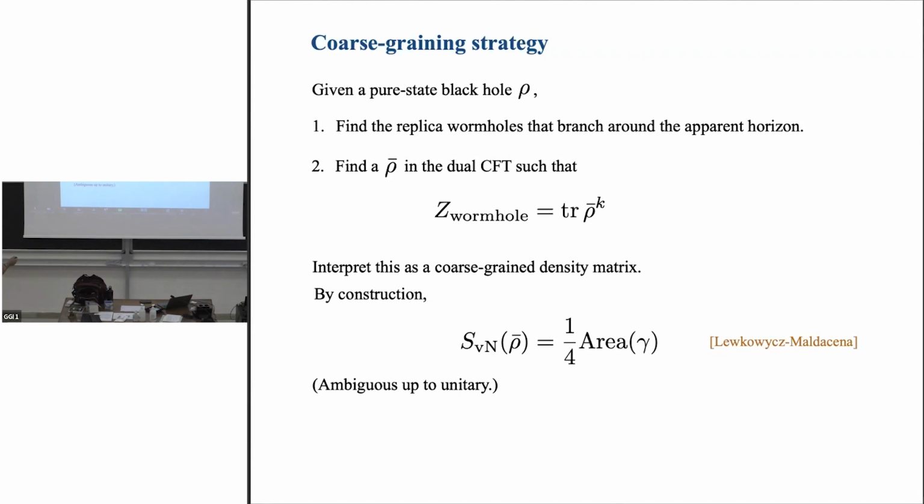So we're going to match the wormholes, interpret this as a coarse grain density matrix. And by construction, this will have the correct entanglement spectrum. And in particular, it will have the correct entropy. I think of this as the derivation of the Ryu-Takayanagi formula in reverse.